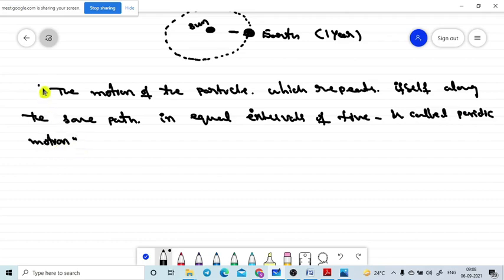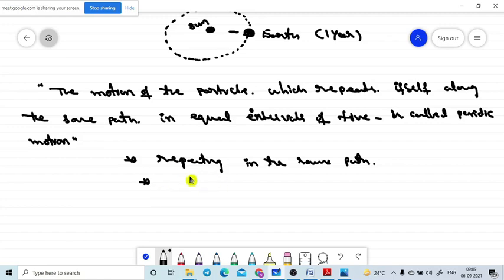So in periodic motion, the condition is that the particle is repeating its motion in the same path. That is the first condition, and it is very important. It repeats in the same path, but also in equal intervals of time. That means for every particular time, the particle will repeat its motion. That is periodic motion.